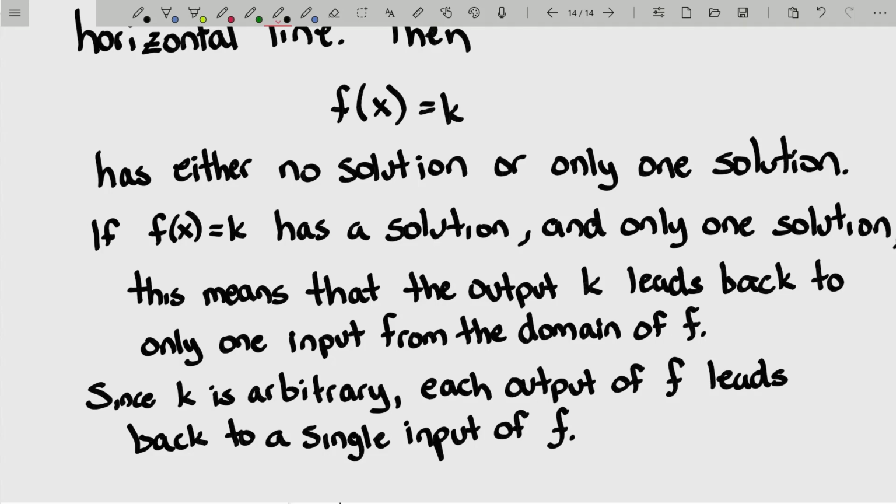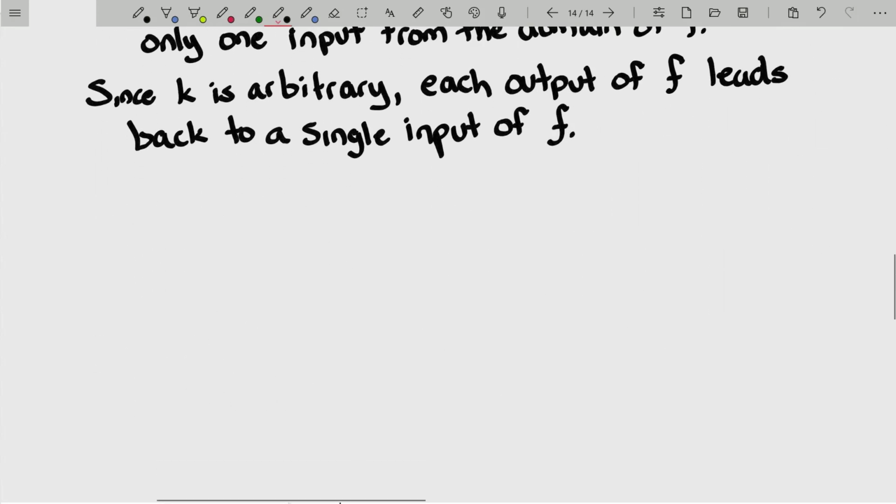And by the way, that word arbitrary tends to throw people off. So what I'm saying is, I didn't tell you what k really was. So k could be any number. It could be any real number. So because of that, every single possible output for f, every single element in the range of f, each of those elements leads back to only one input.